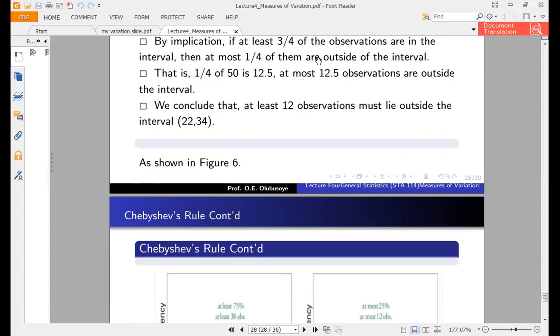In my next video, I will be showing you how to solve different questions using the empirical rule and Chebyshev's rule, and when to use them, to understand better.